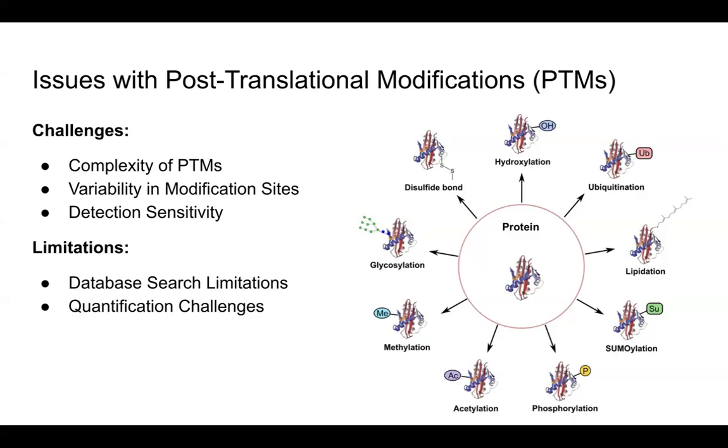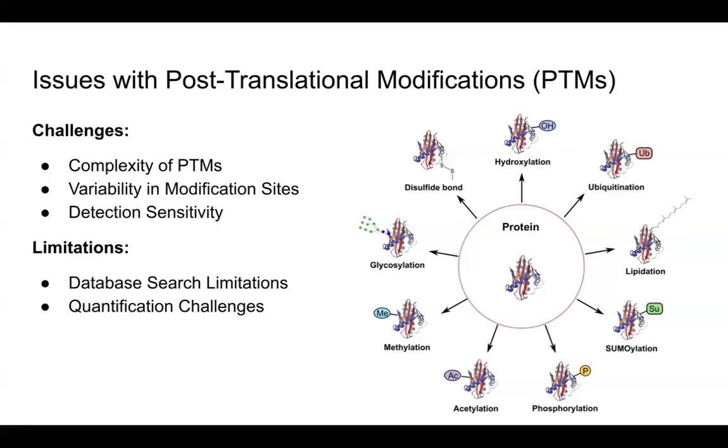So PTMs, including phosphorylation, glycosylation, and ubiquitination, can introduce significant complexity into peptide sequences. So the presence of these modifications can alter the mass and fragmentation patterns. So it complicates identification and quantification. PTMs can also occur in multiple sites within a protein. So this can lead to a range of isoforms. So this variability can make it difficult to determine the specific modification present in a given peptide.